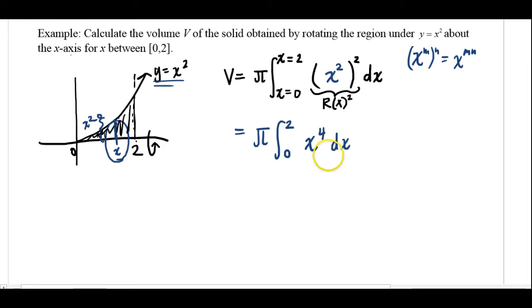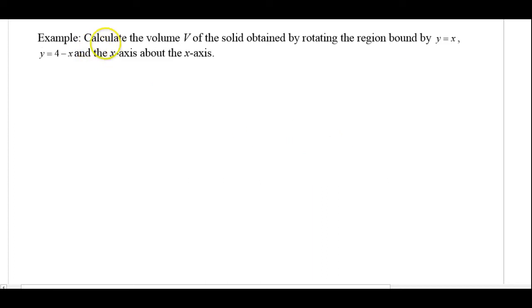So this sets up how to find the volume of this solid of revolution. Alright, this next example: calculate the volume V of the solid obtained by rotating the region bound by y equals x, y equals 4 minus x, and the x-axis about the x-axis. So we want the region bound by y equals x, y equals 4 minus x, and the x-axis. So let's go ahead and sketch this out.